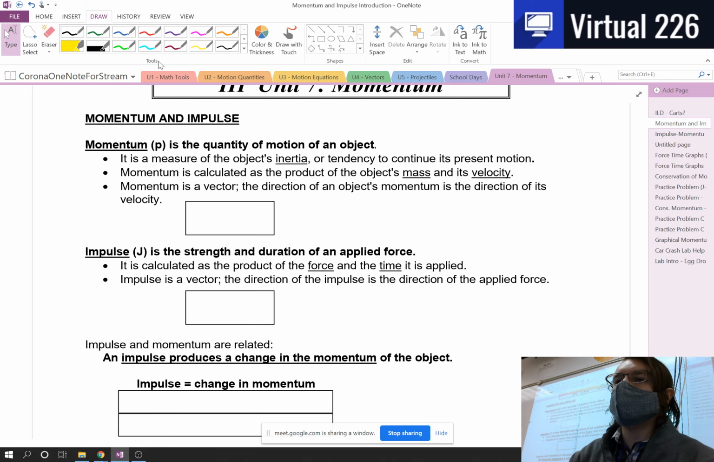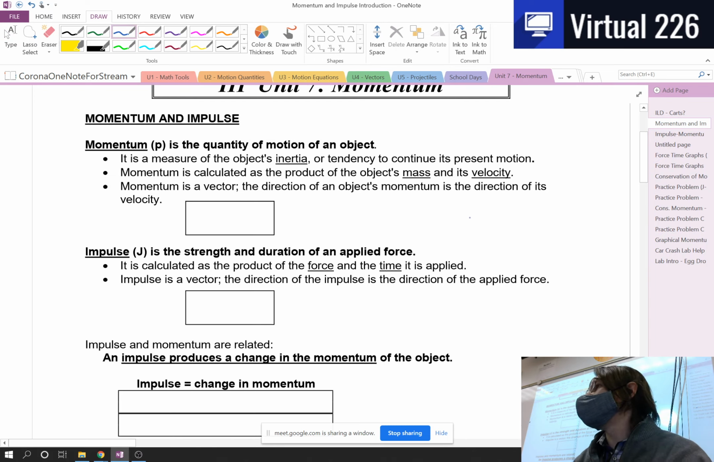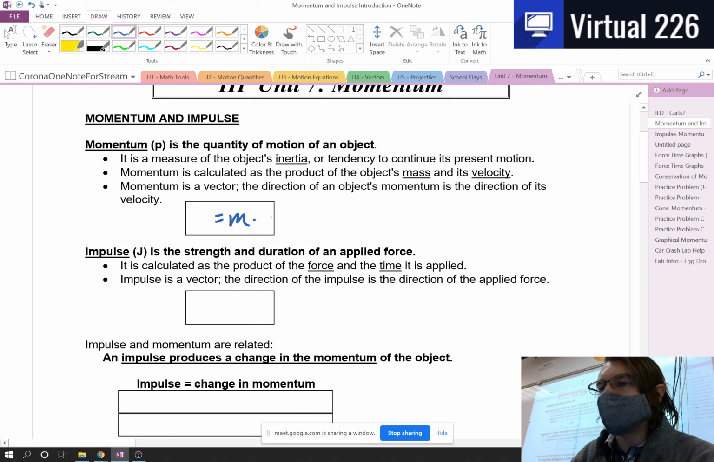When we think about momentum, it is a mass and a velocity, so that momentum needs to be a vector. It can't just be a number. It can't just be a scalar value. It has to have a direction. So for momentum, the equation that we'll use will be a mass multiplied by a velocity.